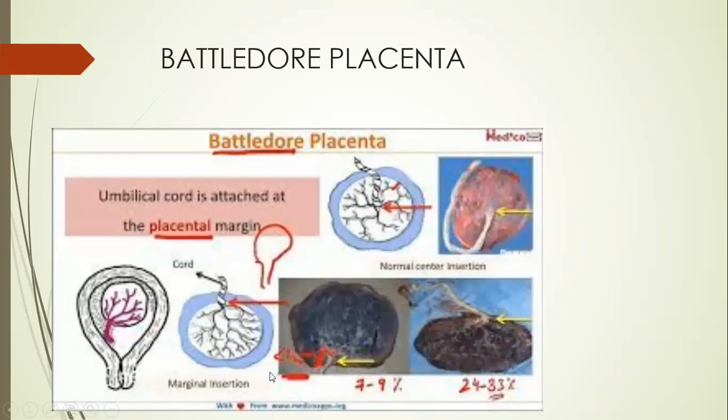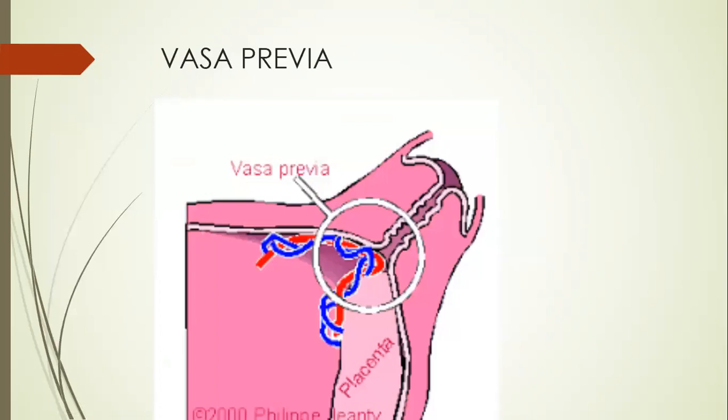You can see the pictures. It is attached to the placental margin. In case of normal condition, it is attached to the center, whereas in battledore placenta or velamentous mainly, the cord is attached to the placental margin. So vasa previa. What is vasa previa? The presenting part will be the umbilical cord. Okay, that is vasa previa.